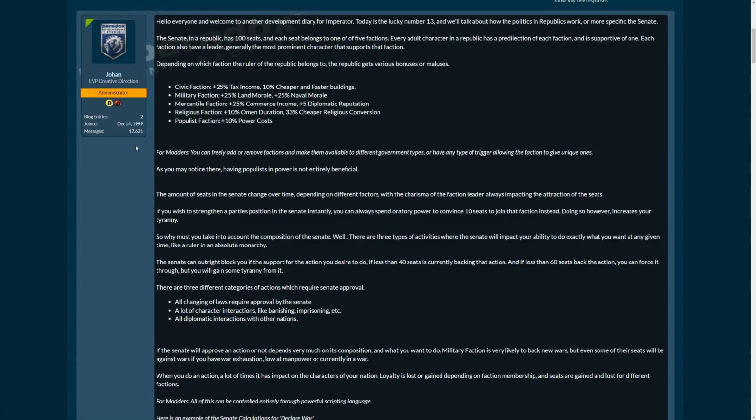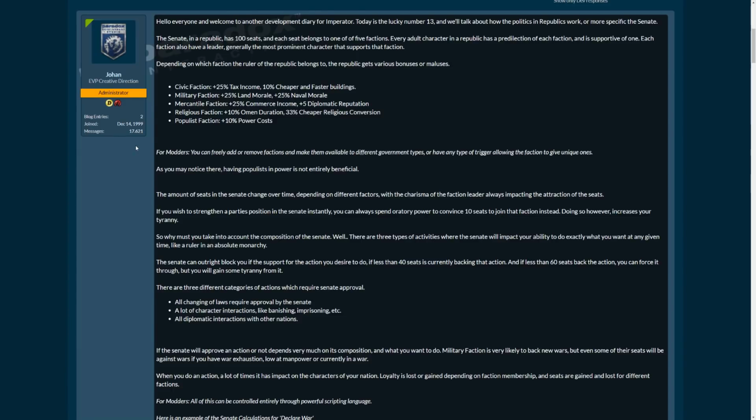Plus 10% power costs? I imagine that's supposed to be either plus 10% power gain or minus 10% power costs. I'm not sure what the gain of the populist faction would be if it just made everything more expensive. For the modders out there, you can freely add or remove factions and make them available to different government types or have any type of trigger allowing the faction to give unique ones. As you may have noticed, having populace in power is not entirely beneficial. Oh, never mind. So there is, populace being in power is just that bad. That is not a typo.